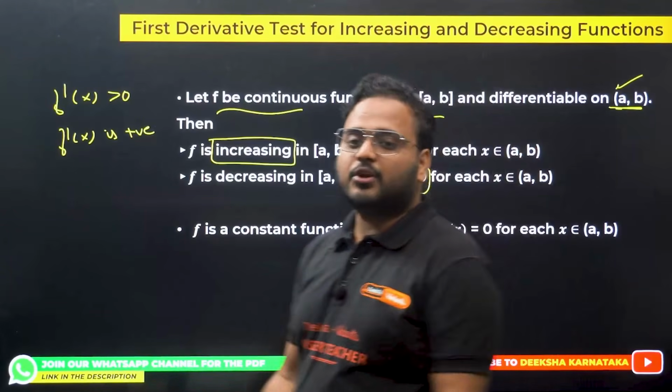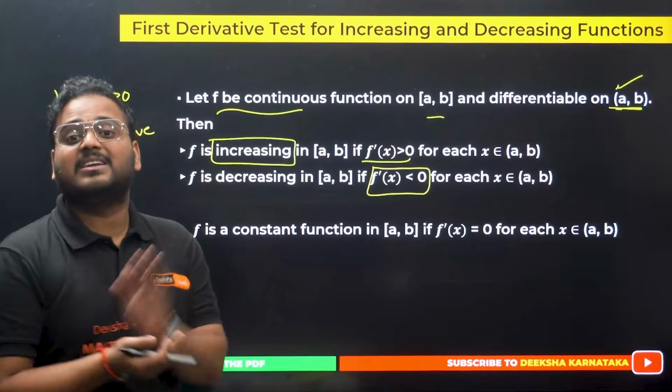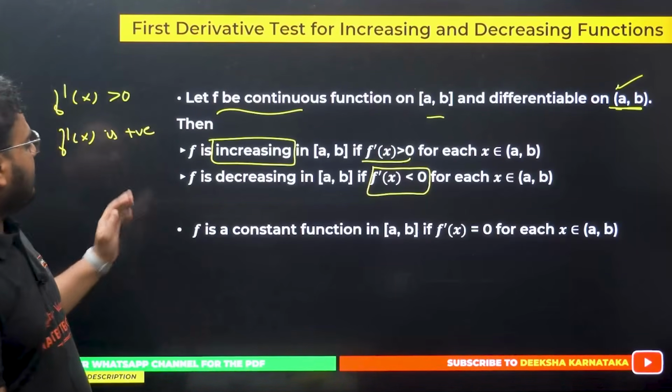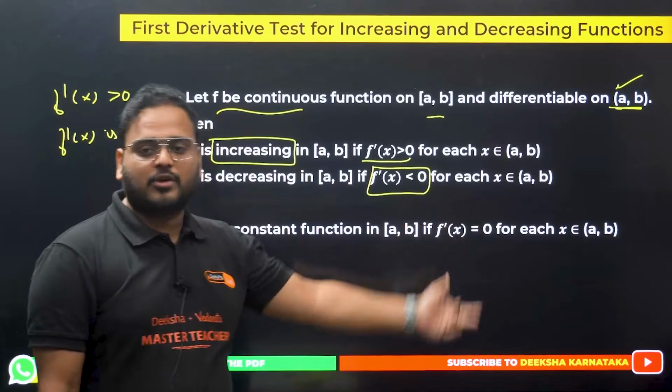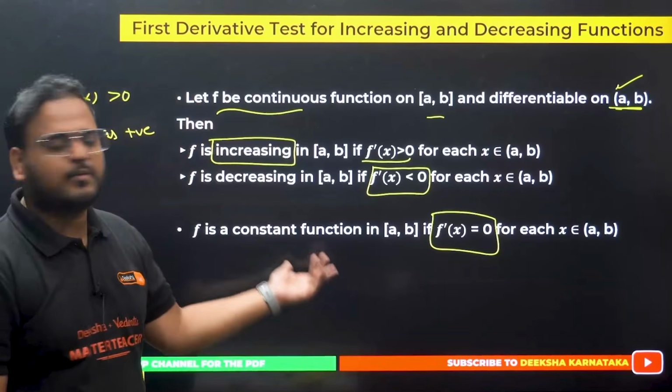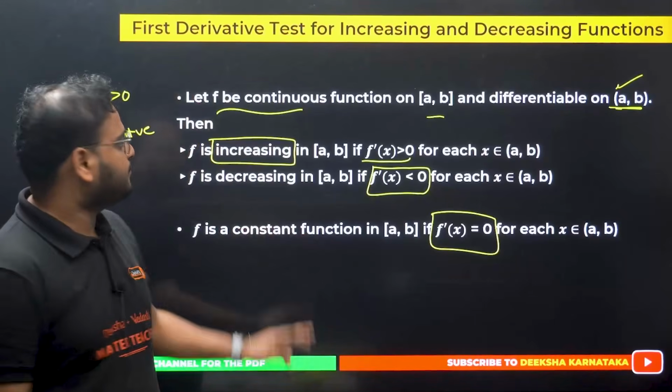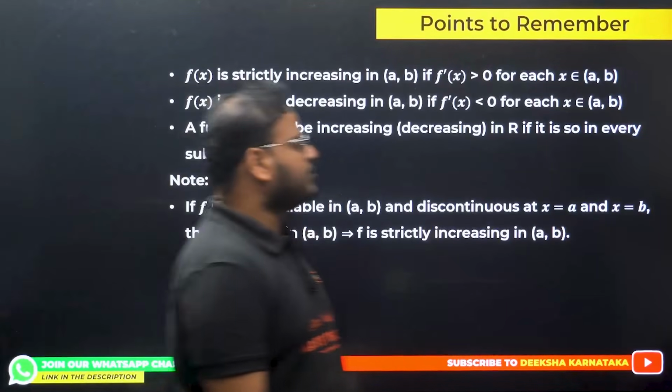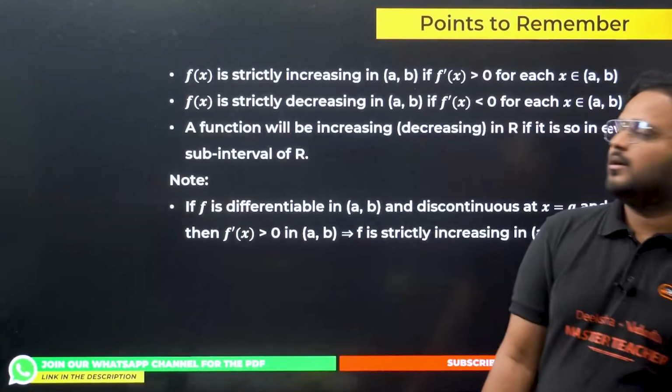Whenever that happens, you're going to call the function increasing or decreasing in nature. If f is a constant function and you differentiate, of course, what will happen? It will become 0. It will be a constant function, right? The derivative of a constant function is always 0. Now, a few points to remember before moving on to the question side.